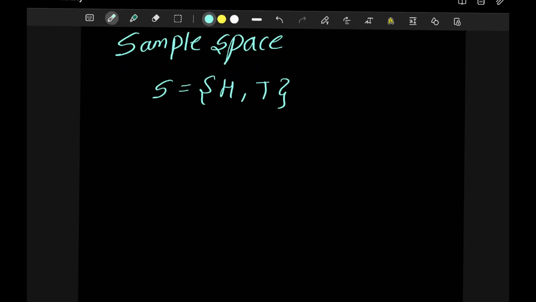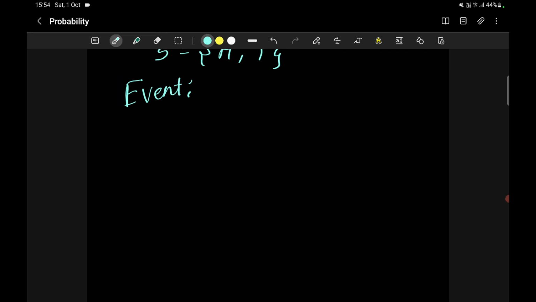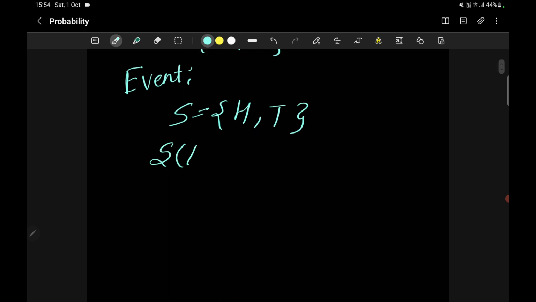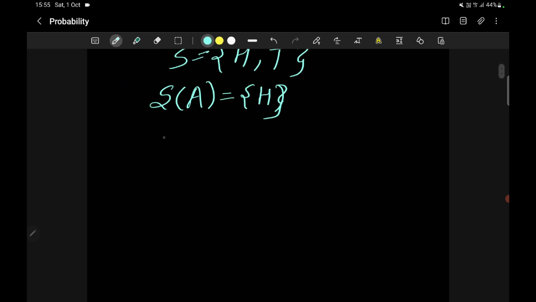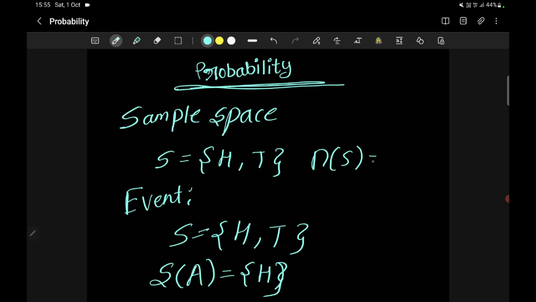Now we will understand event. The possible outcome of a random experiment is called an event. For example, if you toss a coin, you will get either head or tail. So the probability of getting a head is 1 by 2. Therefore the number of events is equal to 1 and the number of sample space is equal to 2.